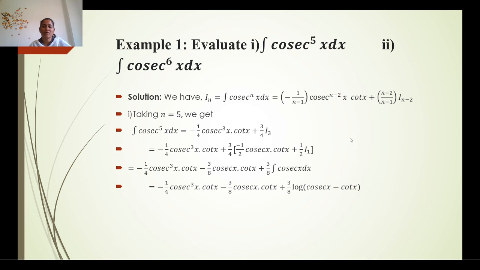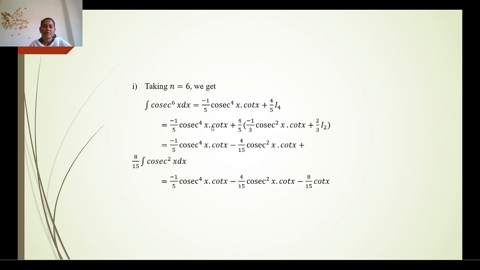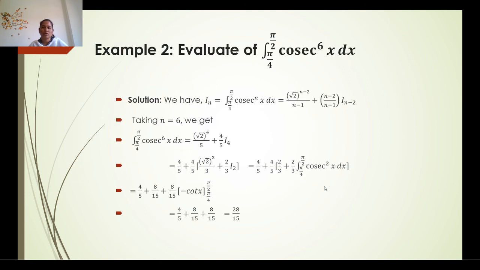Next, cosecant to the power of 6x. Taking n is equal to 6 in the required reduction formula, we get I2. Then put n is equal to 2 in the same formula, we get the integral of cosecant square x dx. Then simply integrate this cosecant square x. The integral of cosecant square x is minus cot x. That is the required solution.